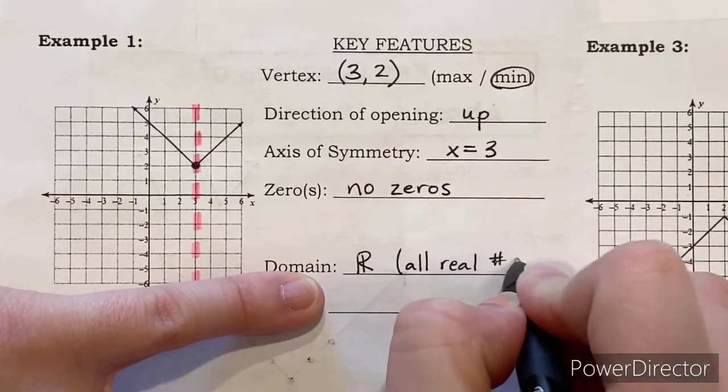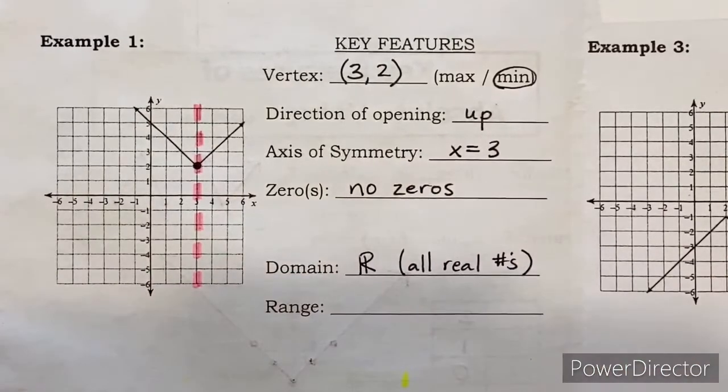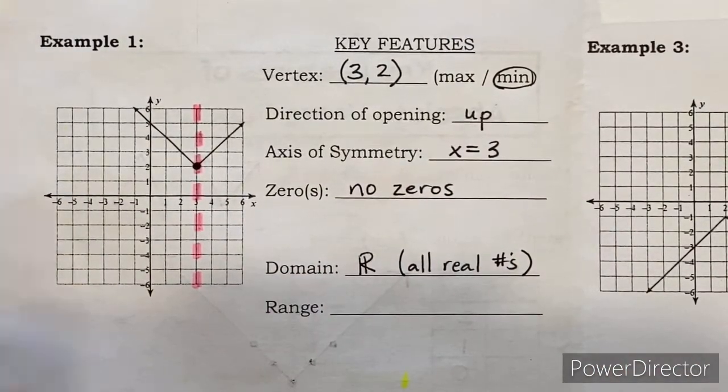I'm going to write all real numbers just in case, because I need you guys to understand that that symbol means all real numbers. Okay, then we got the range.